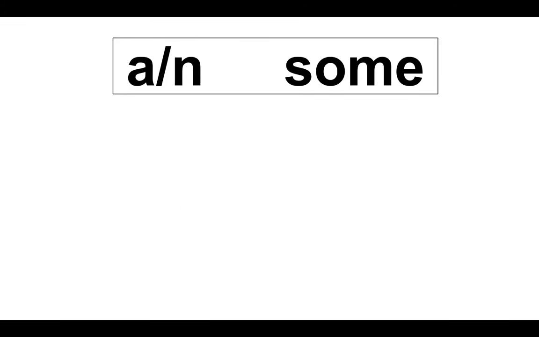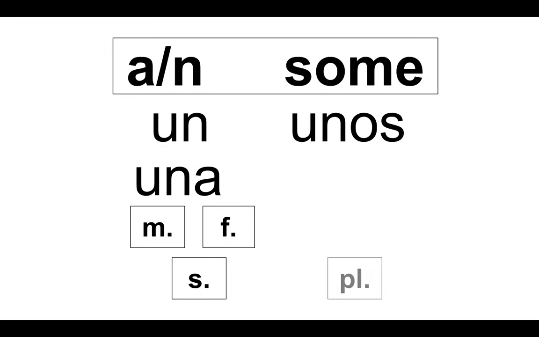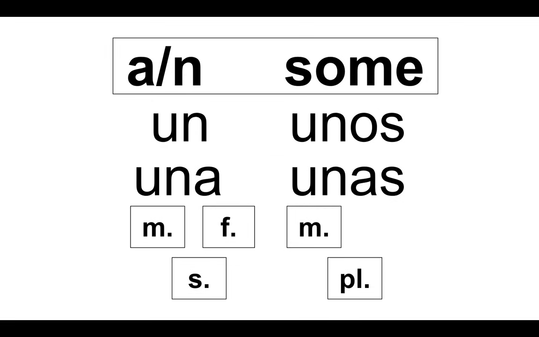Additionally, you can use the words "a," "an," or "some" to help you identify the gender and number of nouns as well. "Un" is the singular masculine form. "Una" is the singular feminine form. "Unos" is the plural masculine form, while "unas" is the plural feminine form.